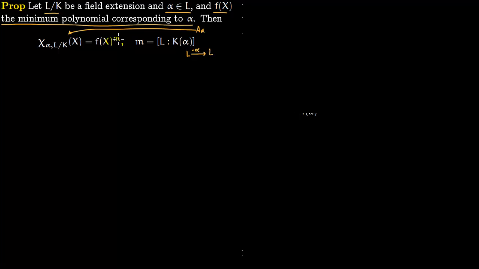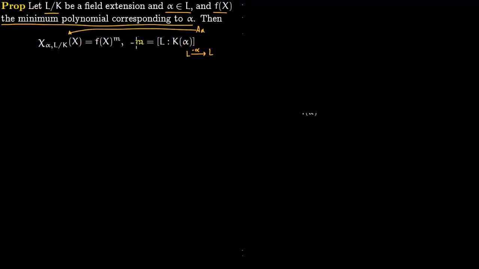So this proposition essentially says that the characteristic polynomial is almost the same as the minimal polynomial raised to some degree m. This is the characteristic polynomial, and a characteristic polynomial is always corresponding to a matrix, and the matrix here is this A sub alpha, which corresponds to this alpha. And this m here is precisely the degree of the extension of L over K alpha. So our extension is L over K, but this m is L over K alpha. That is, you have adjoined this alpha, so that you get m.